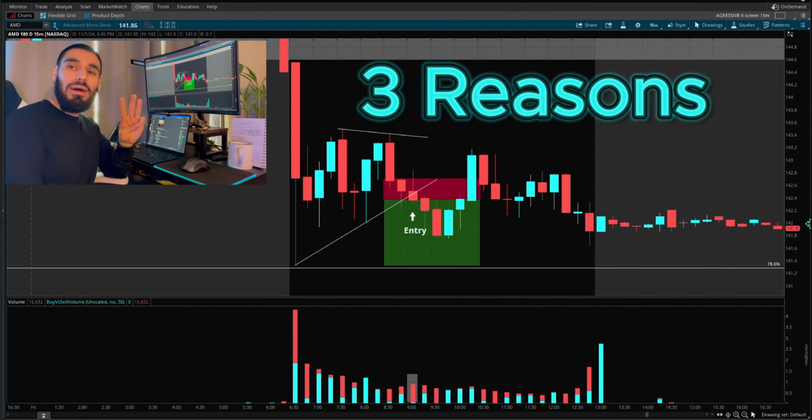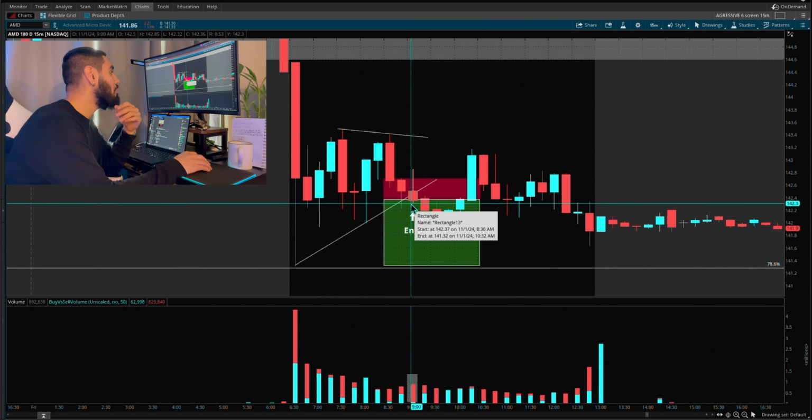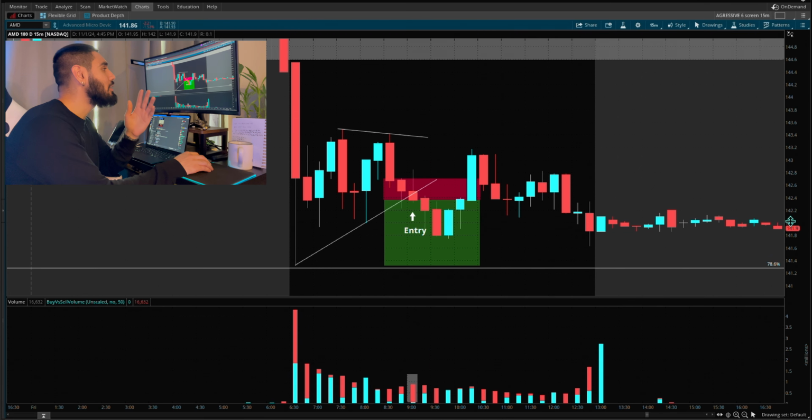So those are the three reasons why I even entered short and was very confident for some puts, because not only do you get the candle close below the pattern, which is the entry, volume is telling you that sellers are definitely taking control, and even the candlestick alone is telling you.